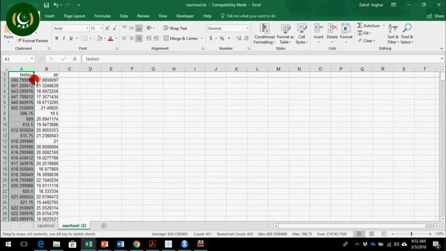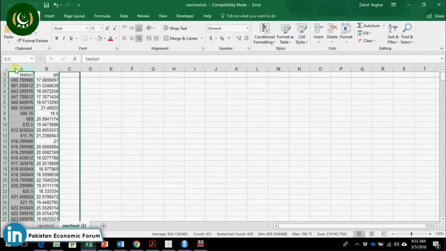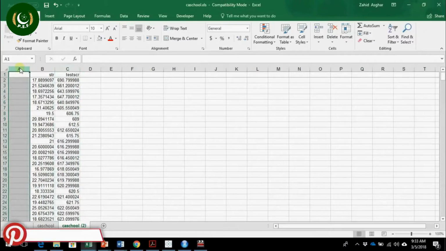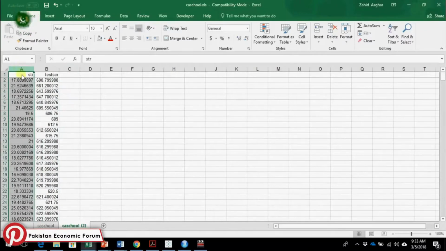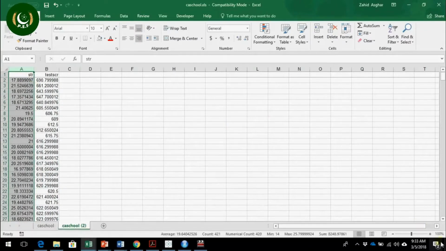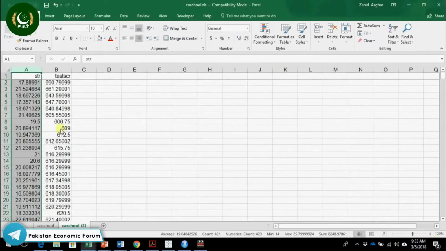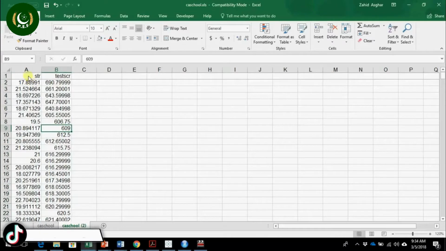So we take the x variable on this side in column A and the y variable in column B. Fine. So STR is your student teacher ratio and test score is the test score of those students. This is data from 420 districts of California.